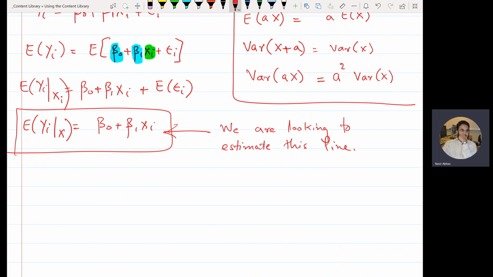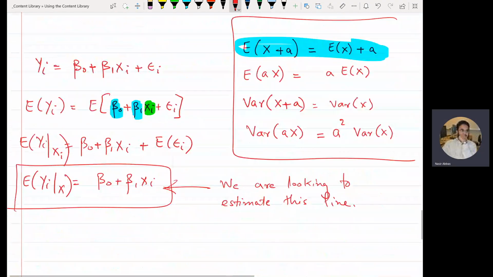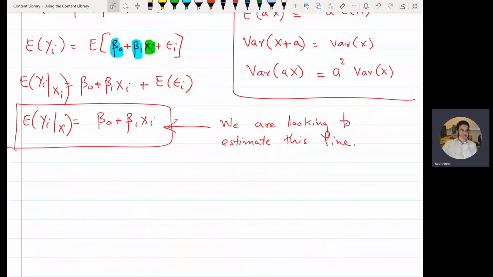We are looking for the line that is joining. The same thing I said as a statement, now I'm saying it mathematically. We are looking for a line joining those dots, this red line. We're looking for a line of expected value of y's when x is fixed. This is the line we're looking for. And to estimate this line, we need this and we need this.